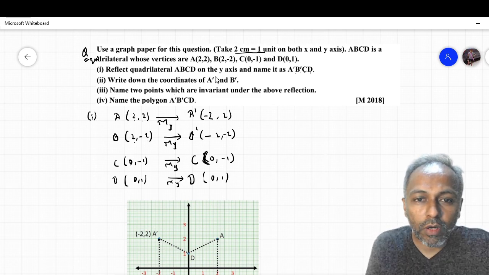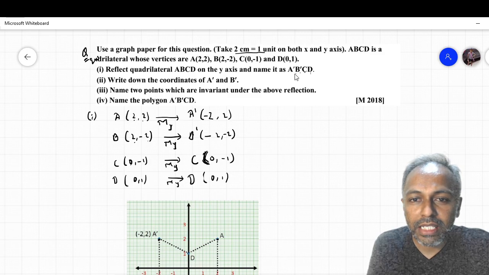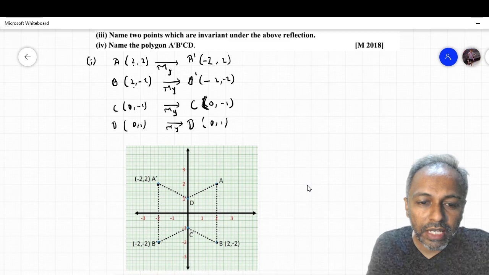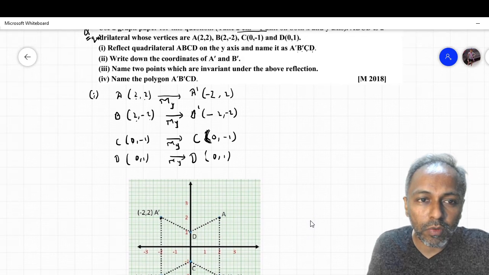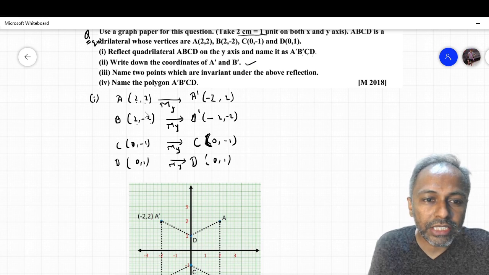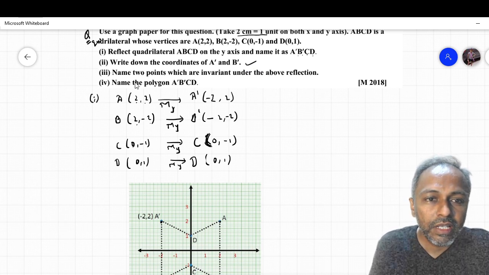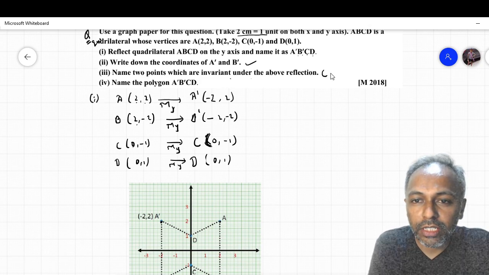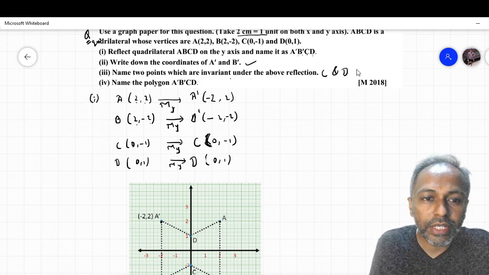First question: reflect the quadrilateral ABCD on the y-axis and name it as A dash, B dash, C and D. So we have named the figure. The reflection of the quadrilateral is over. Write down the coordinates of A dash and B dash. That is also done by us. Name the 2 points which are invariant under the above reflection. The 2 points are C and D.